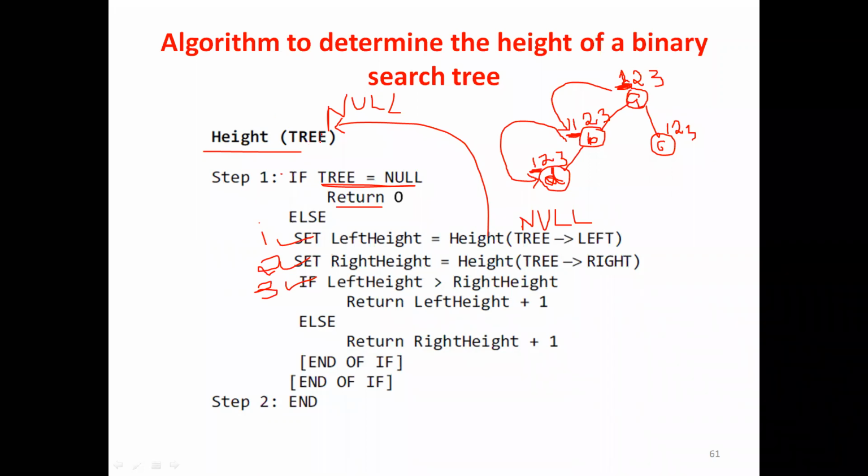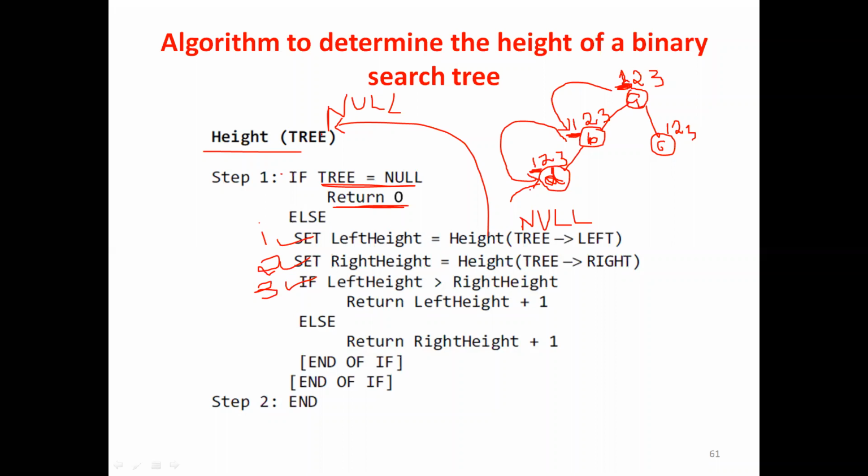Okay, done. So now what happens if is executed? If yes, it is true, it returns null. So it returns 0, because we don't have any left child. So what happens? It returns 0, and the second step executes.